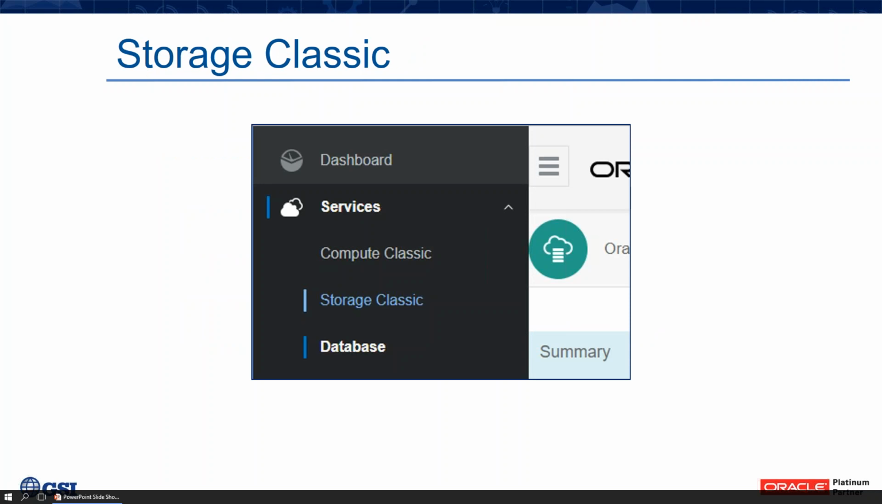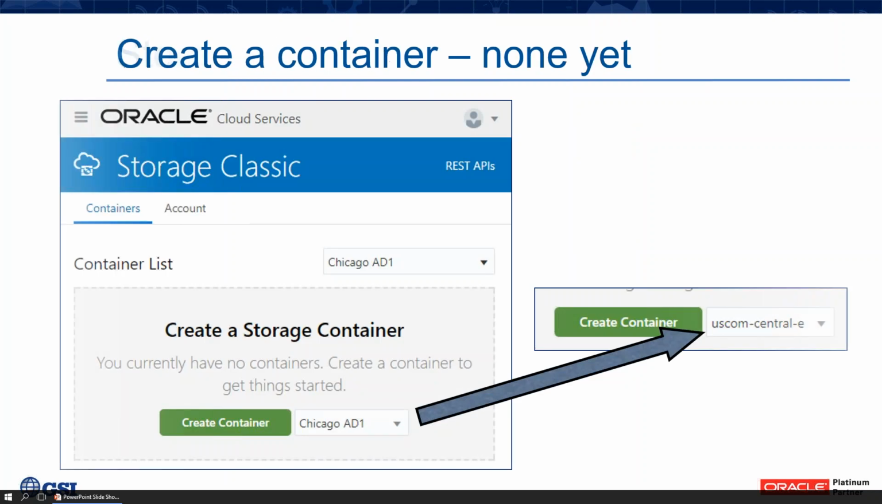So to create a container, when you're in your dashboard, there's a little hamburger icon, I call it, the little 3 lines. And that drops open this dashboard here, and then under Services, you click Storage Classic from the menu. Now you need a container for both the wizard and the manual steps. So if you don't see any containers created yet, this is the screen that you will see.